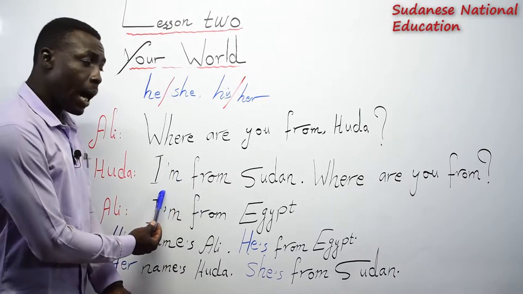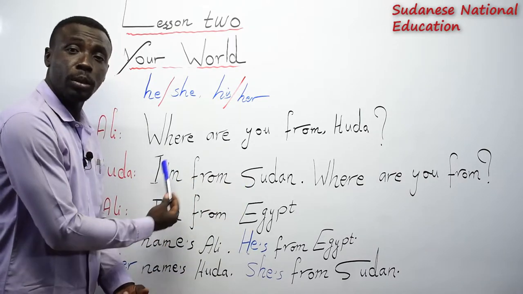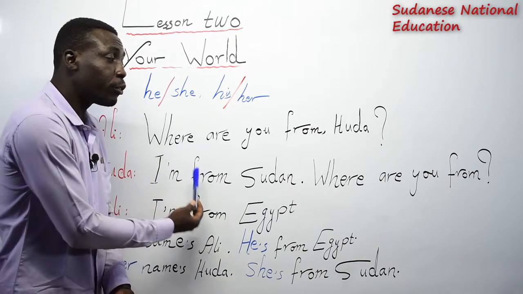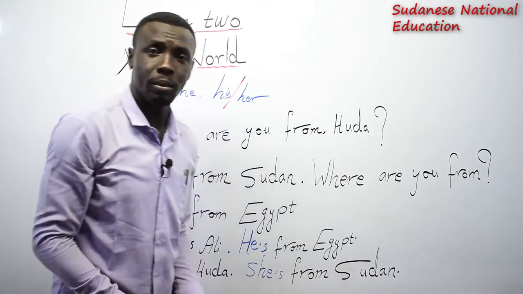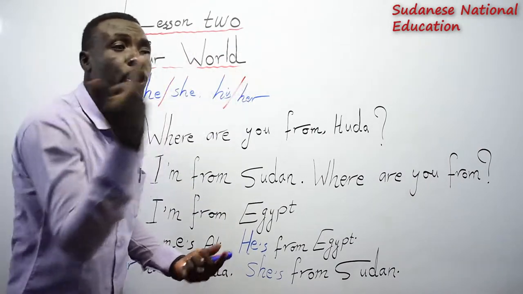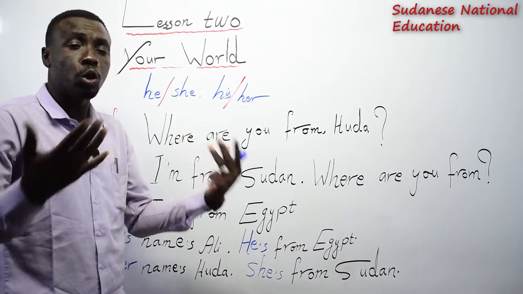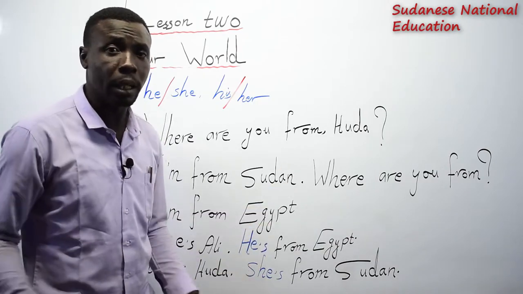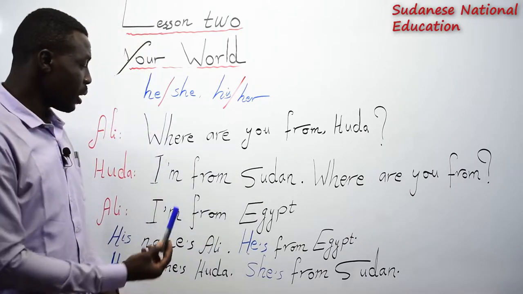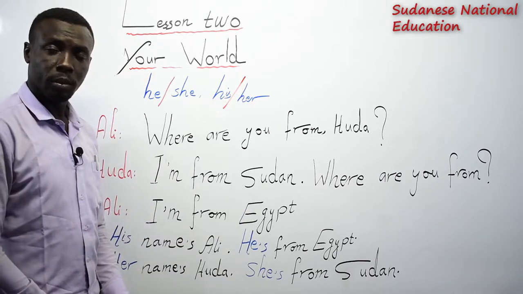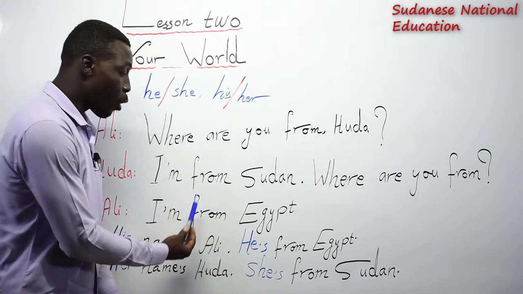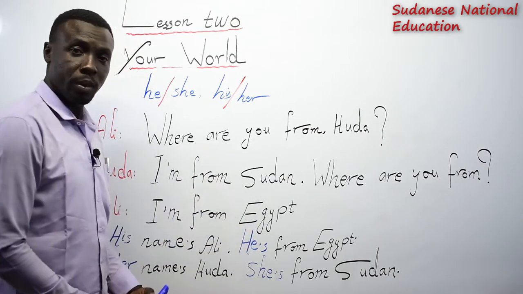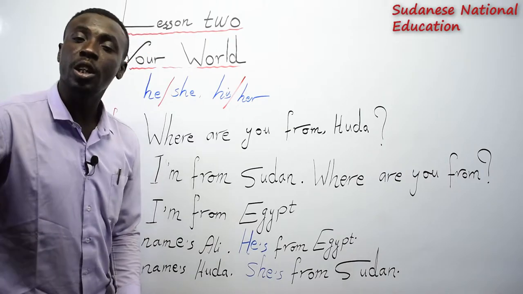Huda, I am from Sudan. Huda said, what? I am from Sudan. I was born in Sudan. Where are you from, Ali? I am from Egypt. Ali said, what? I am from Egypt. Where is Ali from? Ali is from Egypt. Ali was born in Egypt.